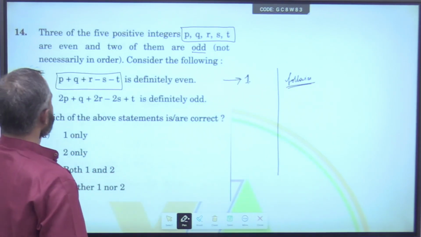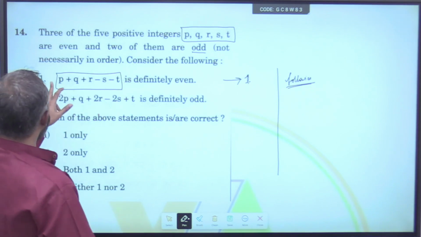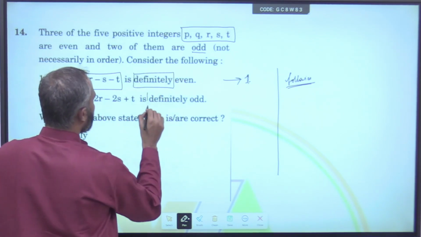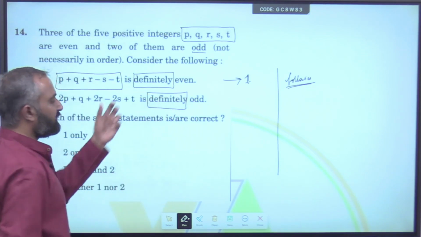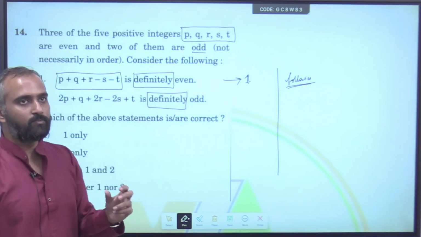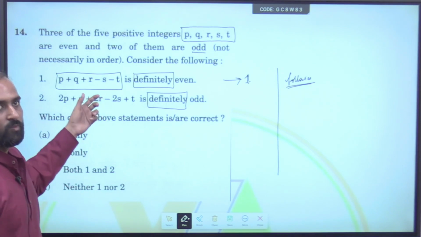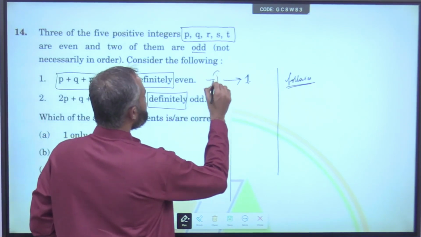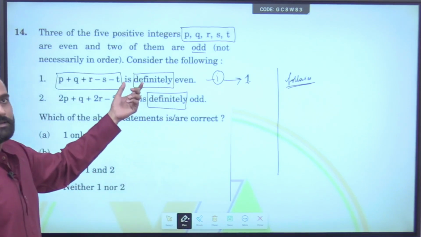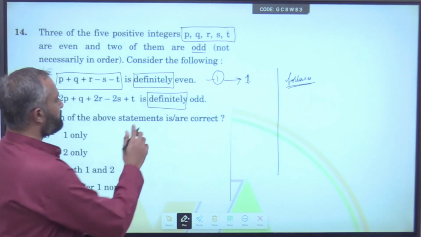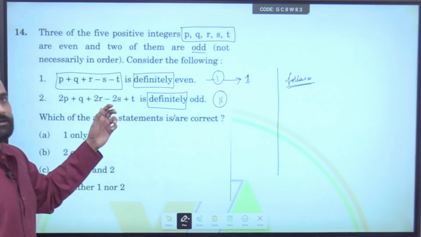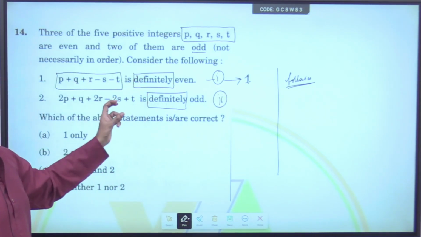Now, what he is asking is, this is definitely even. So this is one more attacking point. Whenever anything is definite, all we need to do is prove it wrong. For this proving, even one instance of this being wrong cancels this. In the same way, this too. So all we look for in such cases is instances where this is wrong.